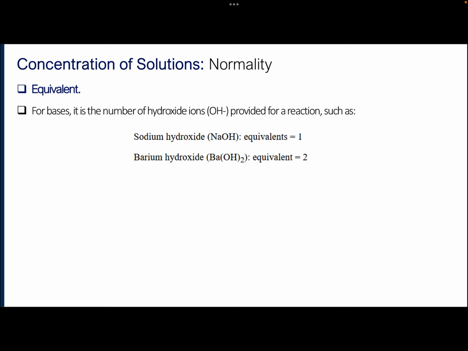Okay, for bases, again, to distinguish bases, they have OH. So for example, if we have sodium hydroxide, we have only one OH, so we have 1 equivalent per mole. And then barium hydroxide, we have two, so 2 equivalents per mole. So that is how to count the number of replaceable.